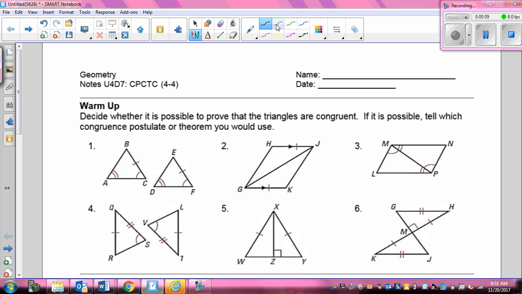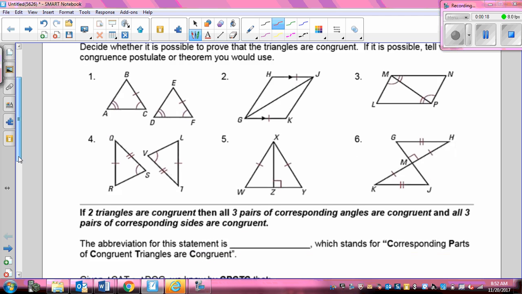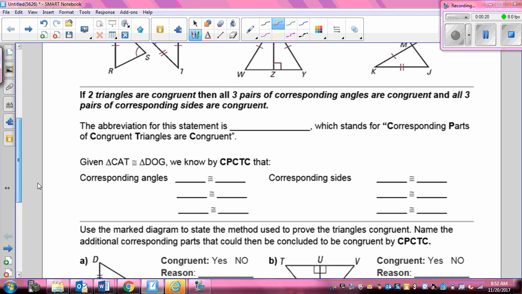This is Day 7 notes. The very first part, we're just going to remember how to prove triangles are congruent. You now have 5 postulates to prove that they're congruent. And now we're going to look at what we can prove after we've proven our triangles are congruent.